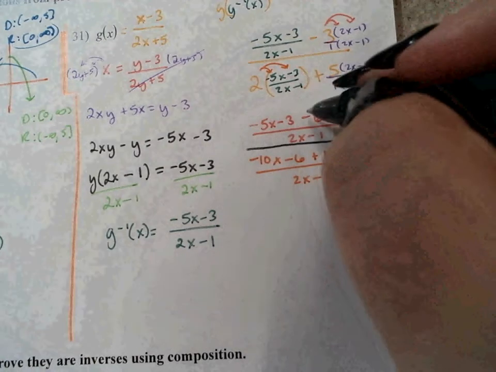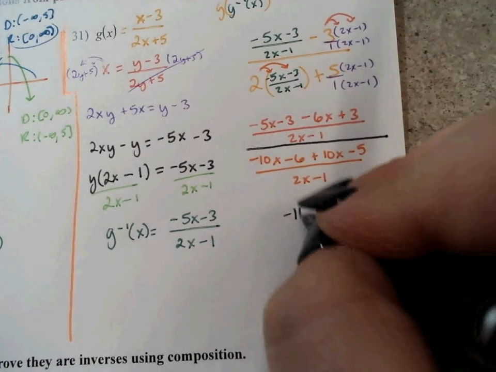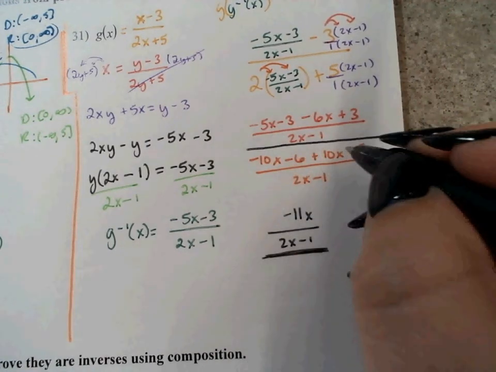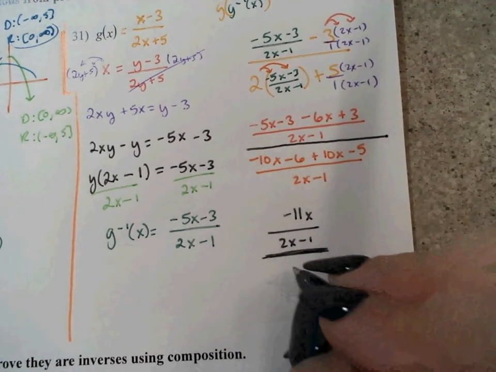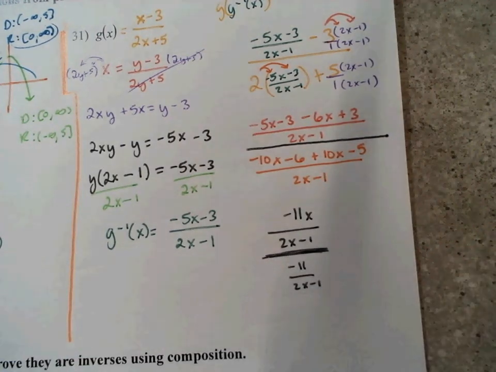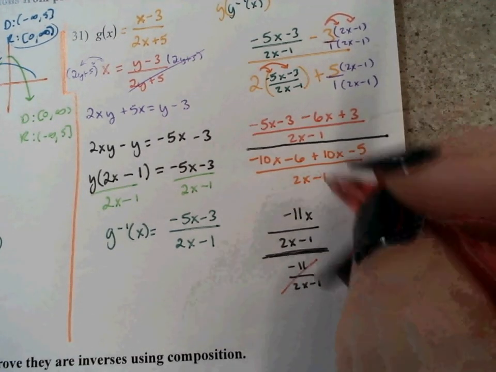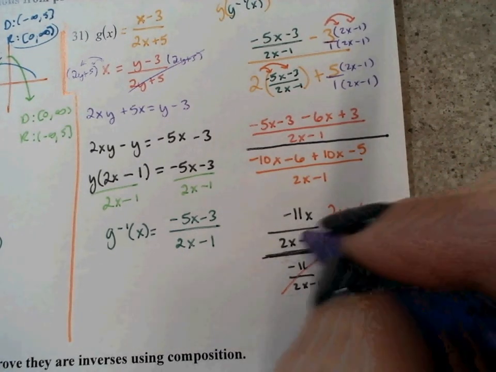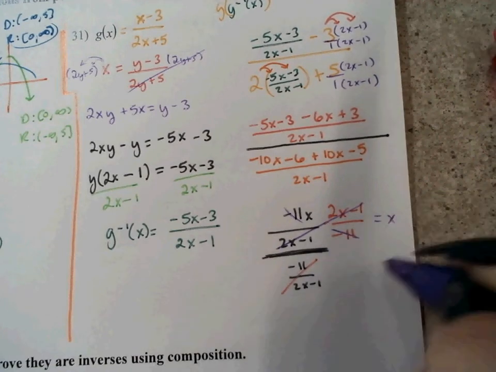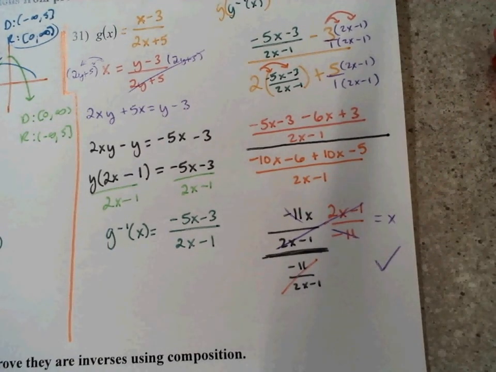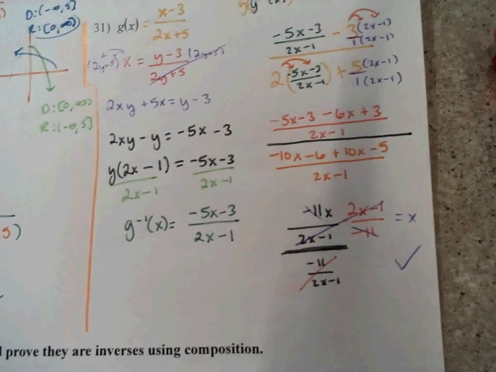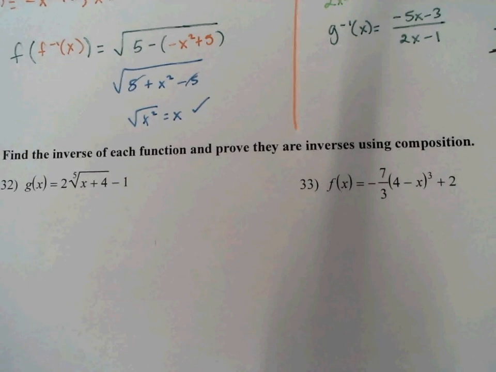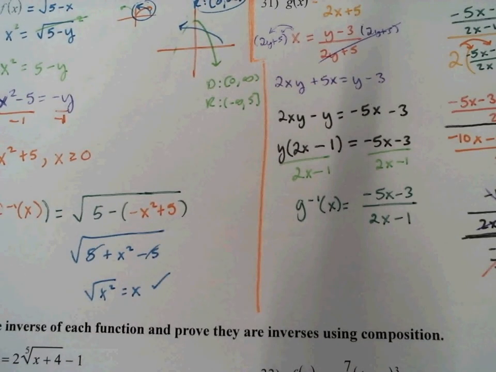And then I'm going to simplify my numerator and denominator. So I get negative 11x, the 3's go away, over the common denominator 2x minus 1, over the 10x's go away, negative 6 minus 5 is negative 11, over 2x minus 1. We're going to multiply by the reciprocal, 2x minus 1 over negative 11. The 2x minus 1's go away, the negative 11's go away, and I'm left with x. Check, they are inverses. Okay, so I need to see that process and be convinced that you were able to do the math. Okay, I'm going to end the video right there for that one.